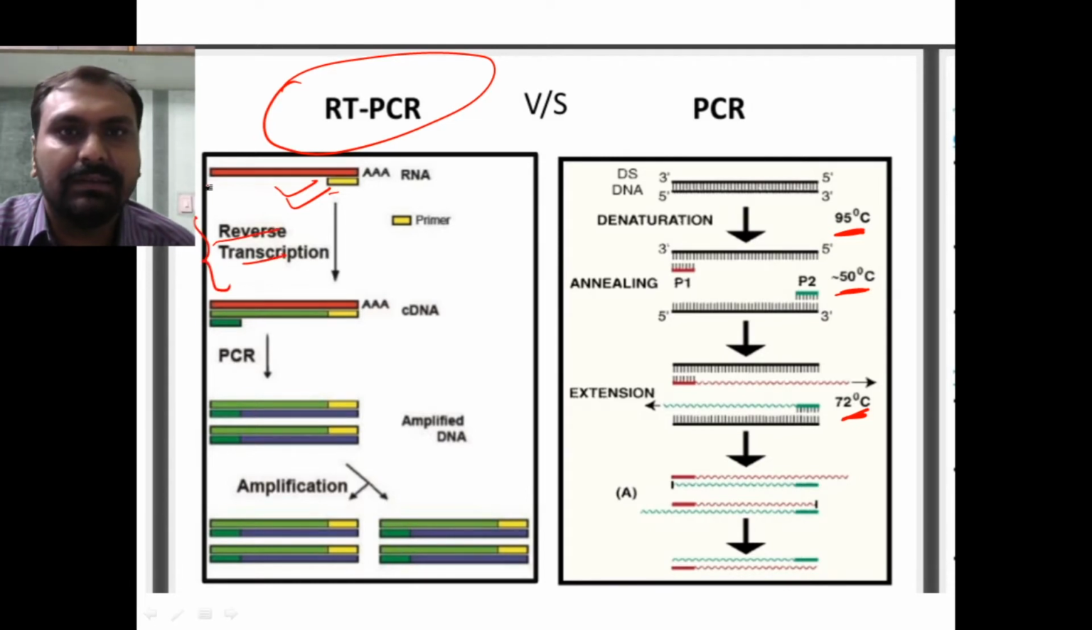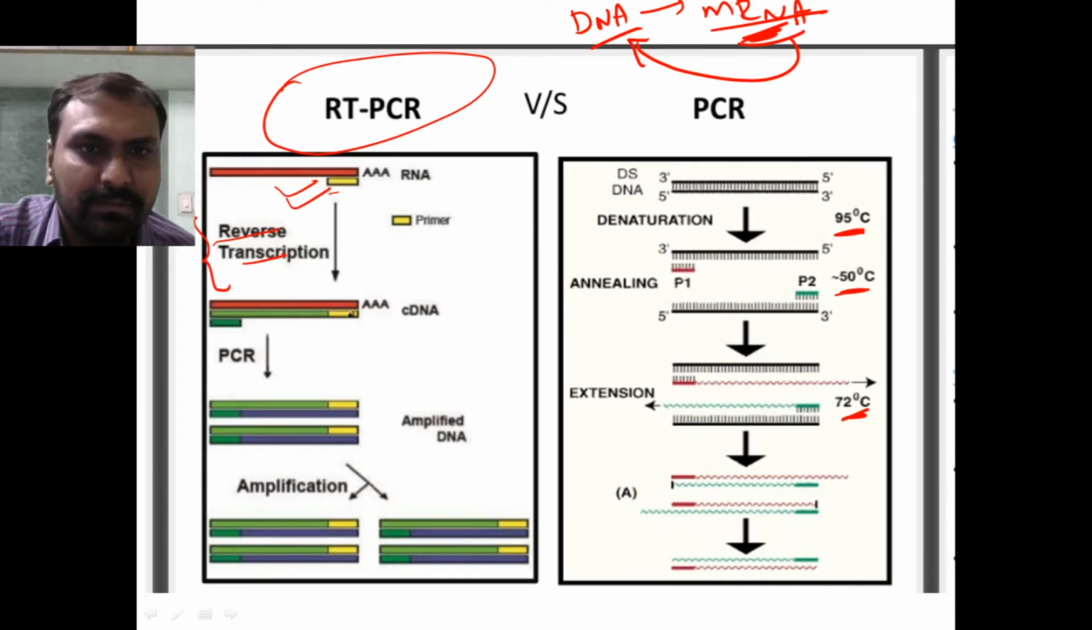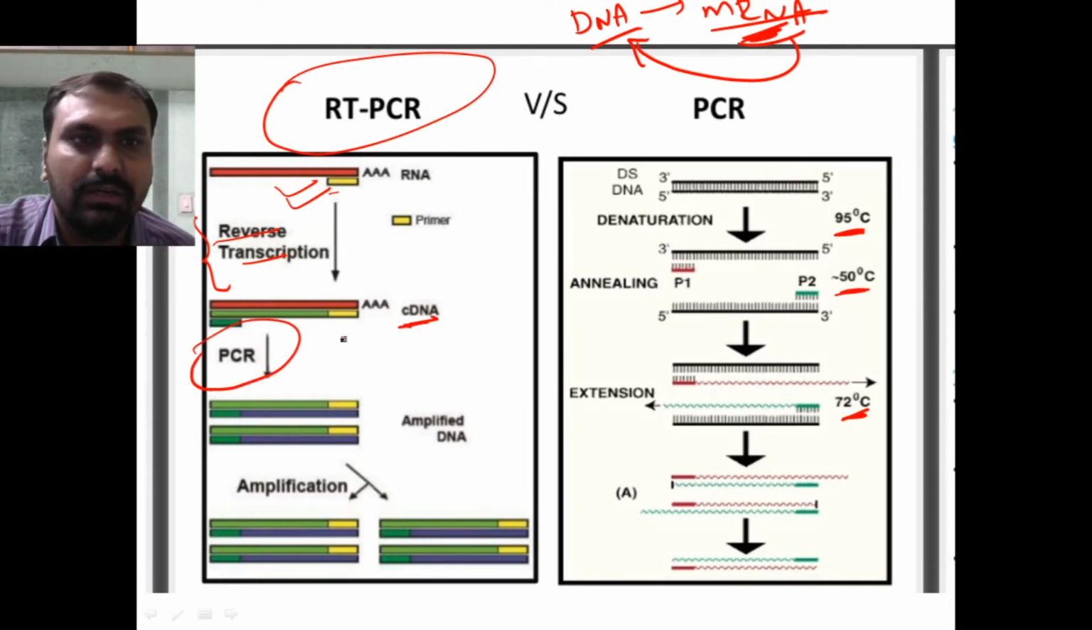Why is it called reverse transcriptase? Suppose you know transcription, DNA is converted to mRNA. Here, RNA is converted to DNA. For DNA to mRNA formation, the enzyme is RNA polymerase. Here RNA to DNA is formed, so it is called a reverse transcriptase. Once DNA is formed, it is called the cDNA. Then the normal PCR cycle continues: denaturation at 95 degrees, annealing at 50 degrees, and amplification.